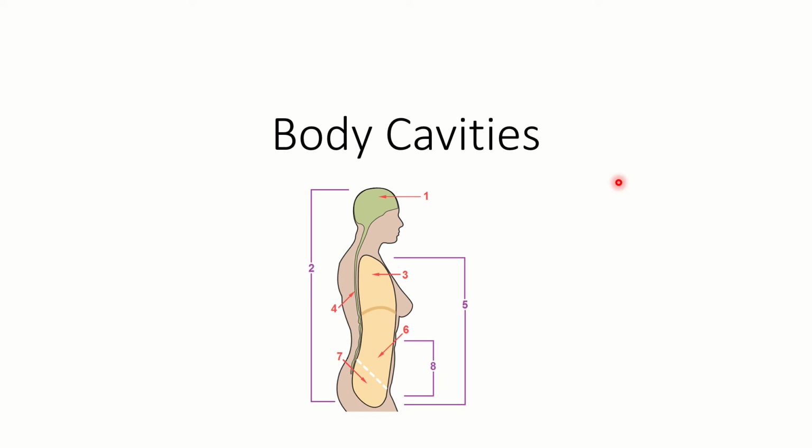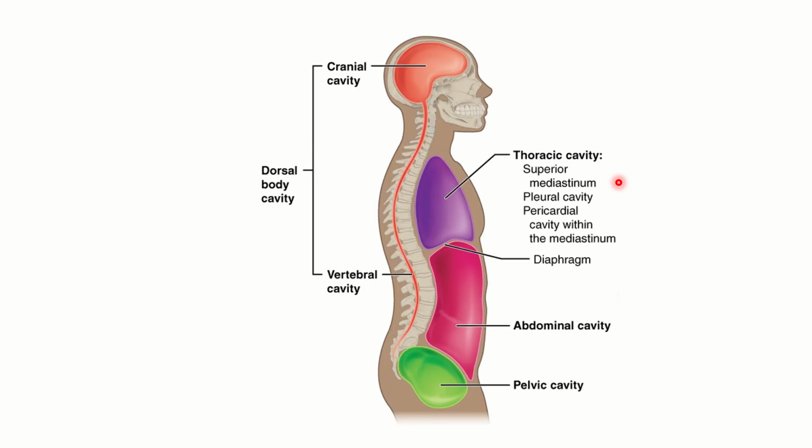In this video, I will talk about the body cavities. So this is the side view of the body cavities. It's divided into two parts. One is called dorsal body cavities, and this side is called the ventral or anterior body cavities.